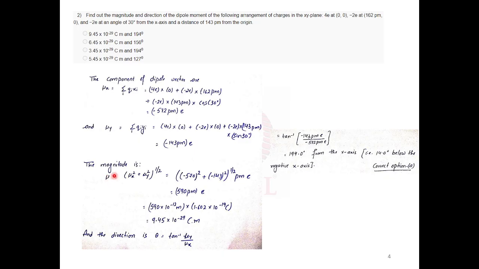So this is the magnitude, where mu x squared plus mu y squared, whole to the power half, gives a value of around 9.45 into 10 to the minus 29 coulomb meter. This is mu, the resultant dipole moment. Now theta is nothing but tan inverse of mu y by mu x. This is the same as the theta we calculate from 2D coordinates, where tan theta equals y2 minus y1 by x2 minus x1. So here the correct option is A, the first option.